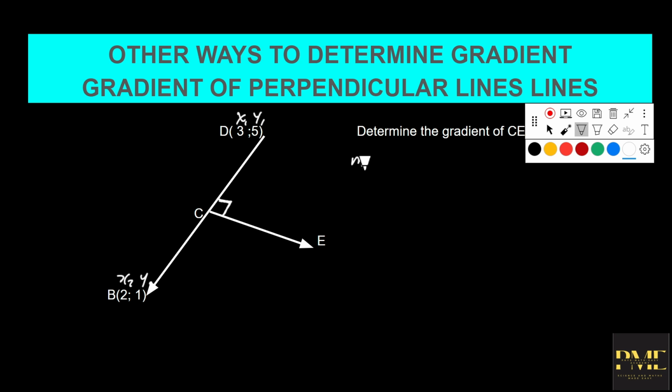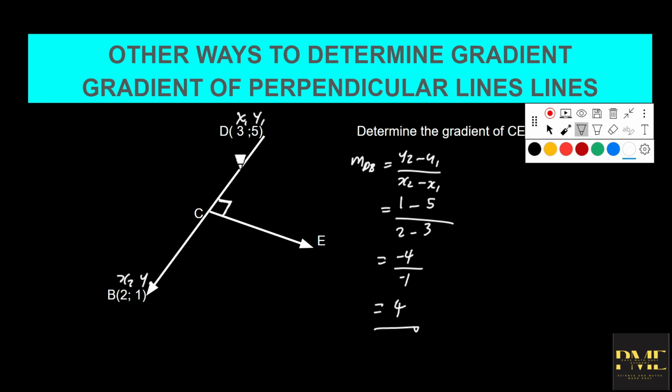Let us calculate our gradient of line DB, which will be equal to y2 minus y1 over x2 minus x1. So our y2 is 1, so we have 1 minus y1, which is 5, so minus 5, all over x2 which is 2, minus x1 which is 3. So here we have negative 4 on top over negative 1 at the bottom, which is going to be equal to 4. So this is our gradient of DB.